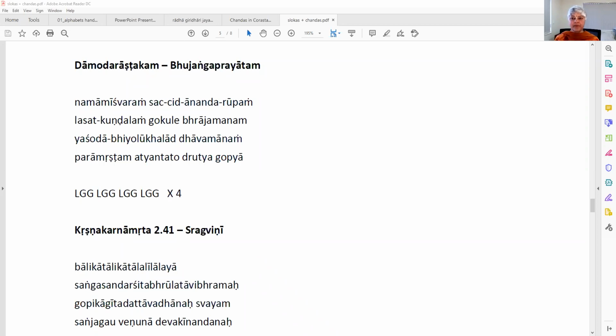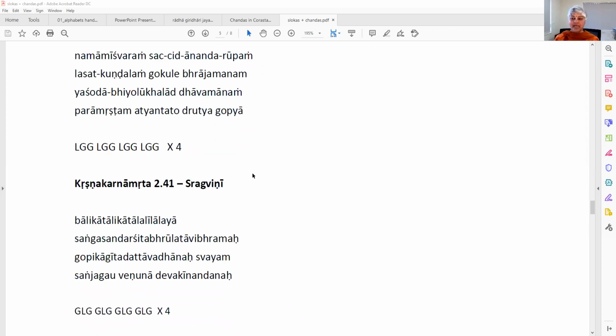Achyutam Keshavam Ramanarayanam Krishna Damodaram Vasudevam Hare. This is the same tune. Okay, that is also in Sragvini. So this one goes: Balika Talika Talali Lalaya Sanga Sandarshita Bhrulata Vibhrama Gopika Gita Dattavadhana Swayam Sanjagau Venuna Devaki Nandana. So this is from the Krishna Karanamrita, and it talks about how Krishna is.